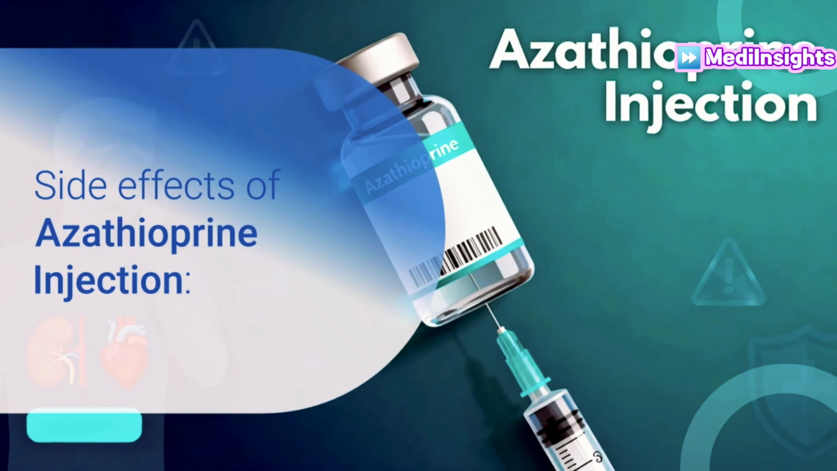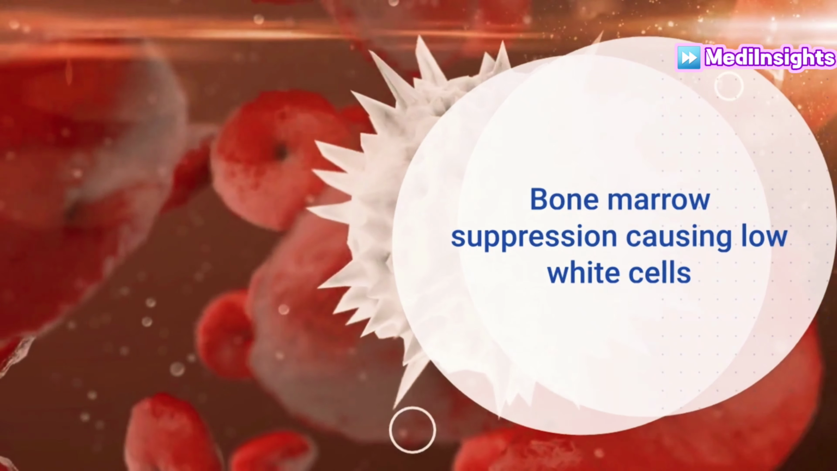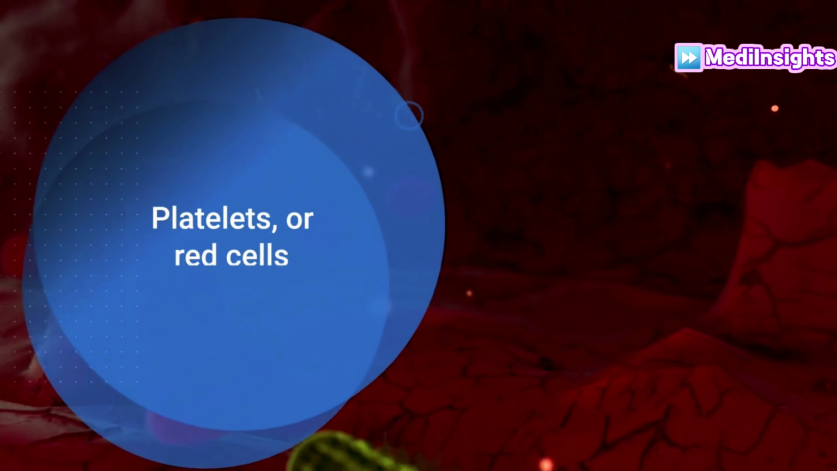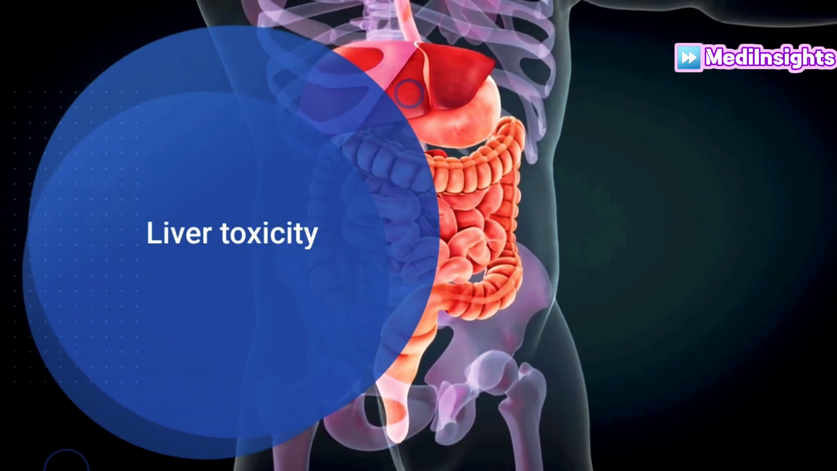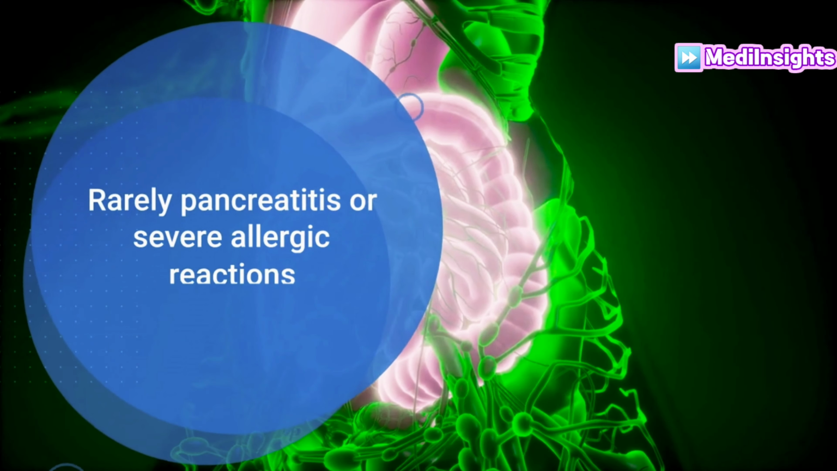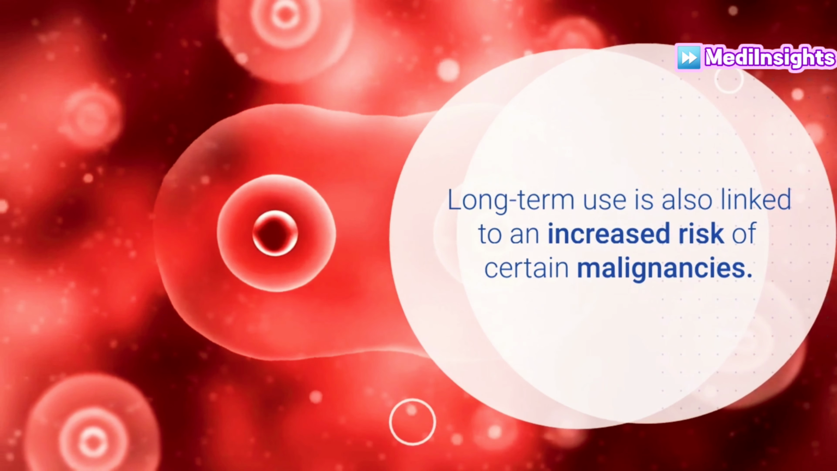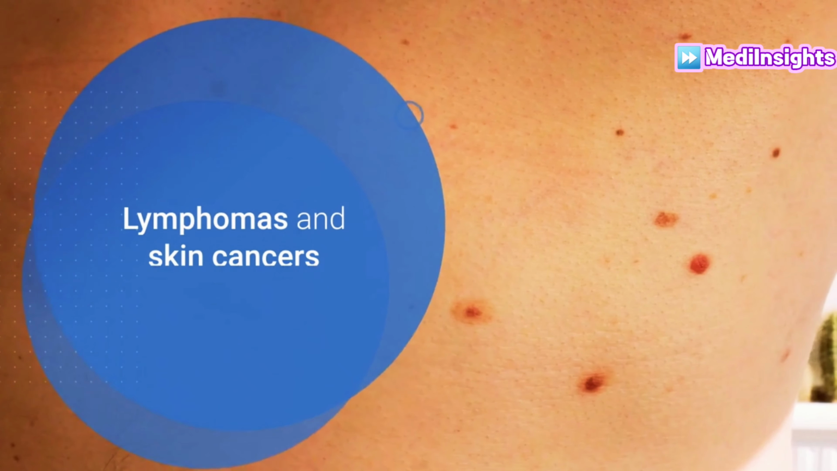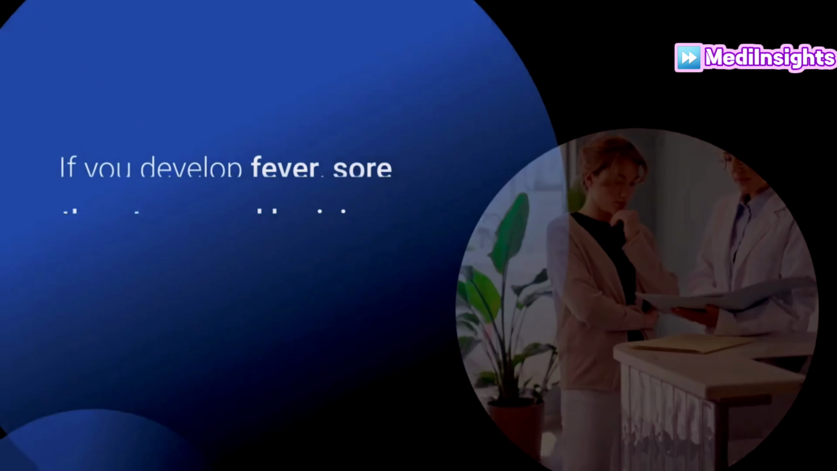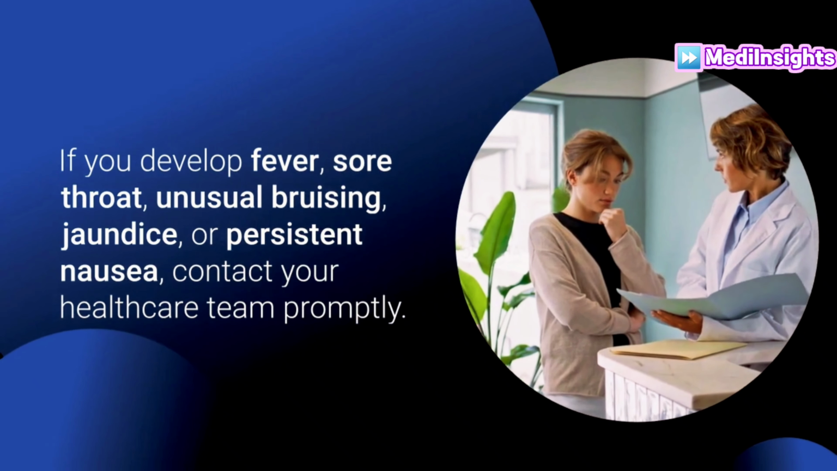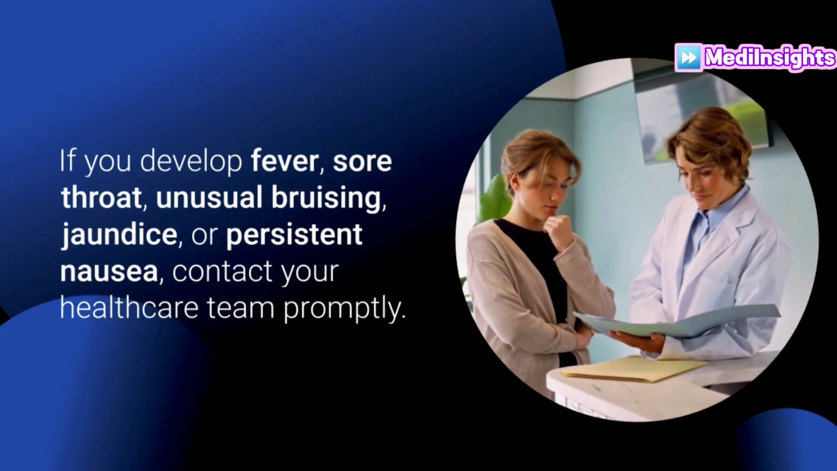Next, side effects of azathioprine injection. The most important risks include bone marrow suppression causing low white cells, platelets, or red cells, increased susceptibility to infections, liver toxicity, nausea, and rarely pancreatitis or severe allergic reactions. Long-term use is also linked to an increased risk of certain malignancies, including lymphomas and skin cancers, so routine monitoring is essential. If you develop fever, sore throat, unusual bruising, jaundice, or persistent nausea, contact your healthcare team promptly.